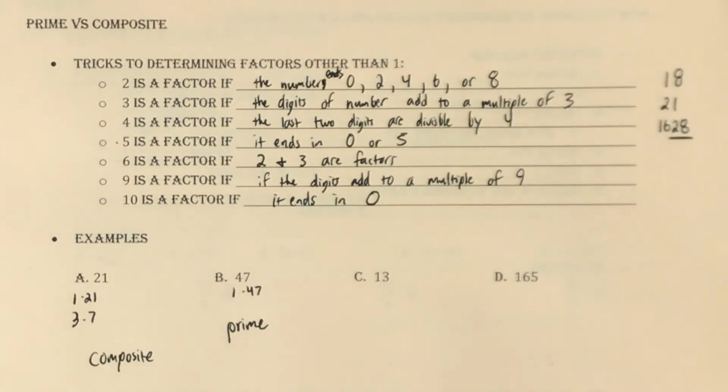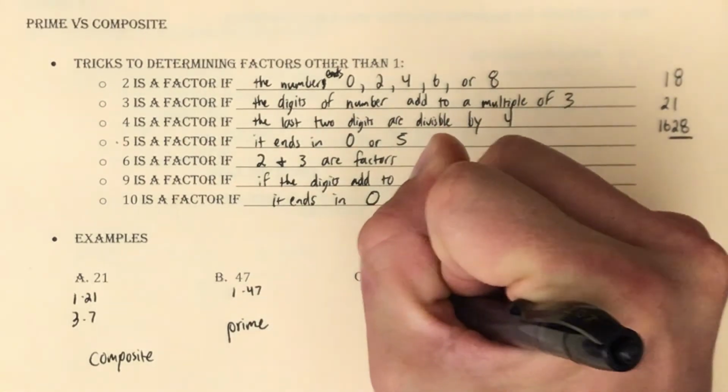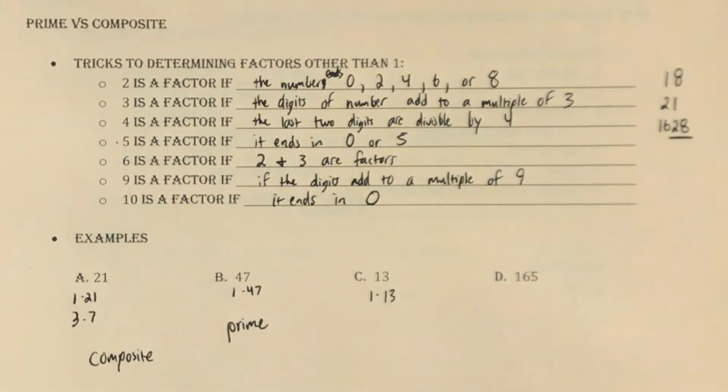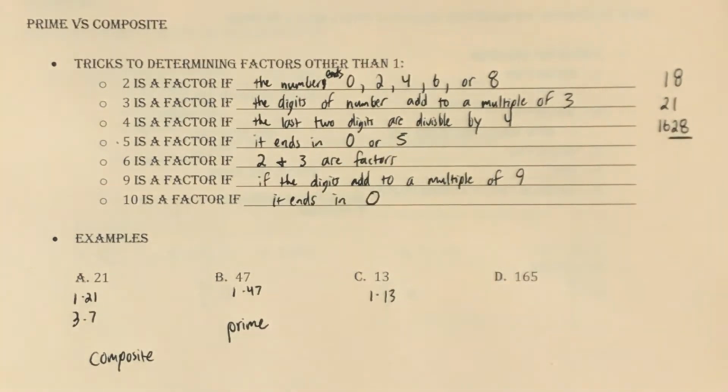All right, well, I'd encourage you to try example C. So pause the video, try it on your own, and then check your answer against mine. So example C here, we've got factors obviously of 1 and 13, but we have to figure out, do we have any others? So does 2 go in? Well, it doesn't end in 0, 2, 4, 6, or 8. Does 3 go in? Well, if I add 1 plus 3, that's 4, not a multiple of 3.